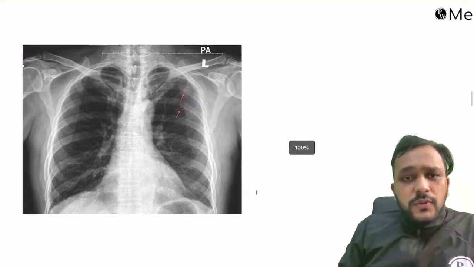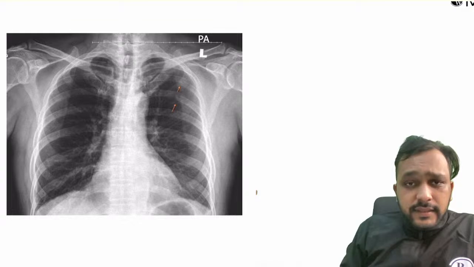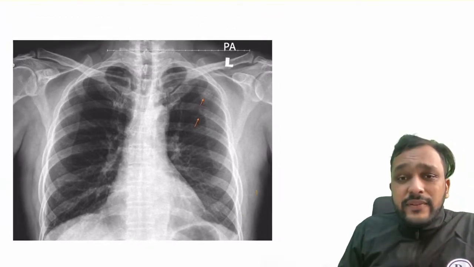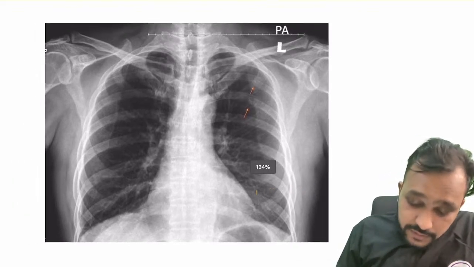Right? So guys, this question was asked in the recent NEET PG exam, and in the AIIMS exam also this was asked. They are asking you to identify the posterior ribs. So let us learn today how to identify the ribs.